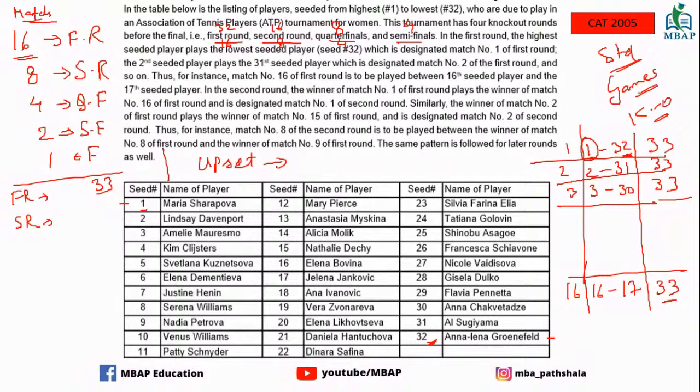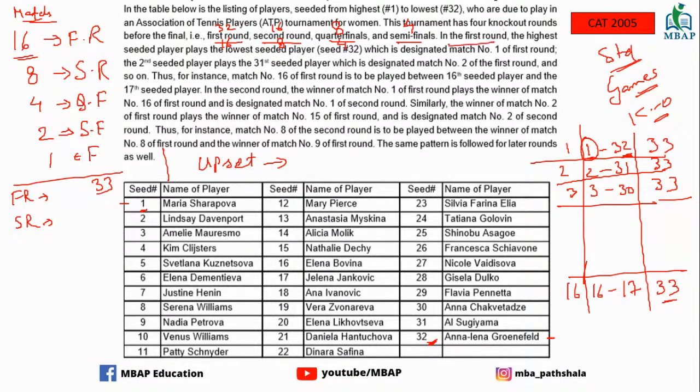This can come even in a cricket World Cup, where the ranking of the teams will be given to you, and that's how you will be supposed to solve. So the upset is where a lower ranked team wins against a higher ranked team, or a lower ranked player wins against a higher ranked player. This is what is called an upset. I think over here they have explained it pretty well.